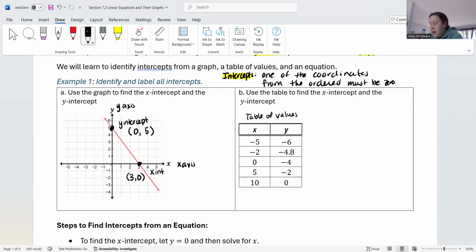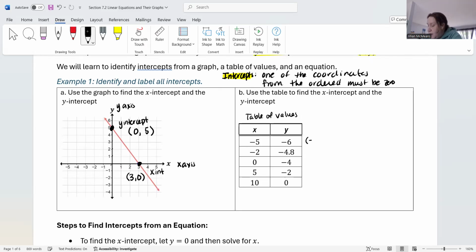When you have a table of values, the first column is your x coordinates and the second column is your y coordinates, and you can combine those to be ordered pair solutions to some graph, okay? Now, again, this one is not necessarily a line. I'd have to double check it and plot it, but all the same, we can still find intercepts, okay?